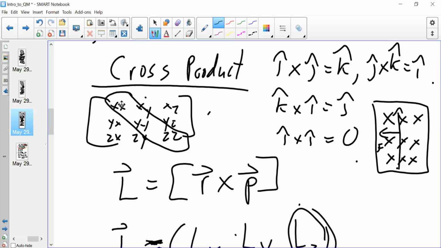Okay, back to the cross product, because we're dealing with angular momentum, which is a cross product of radius and linear momentum.